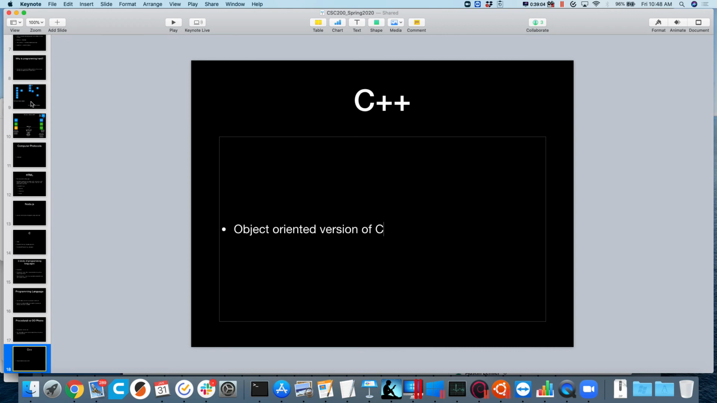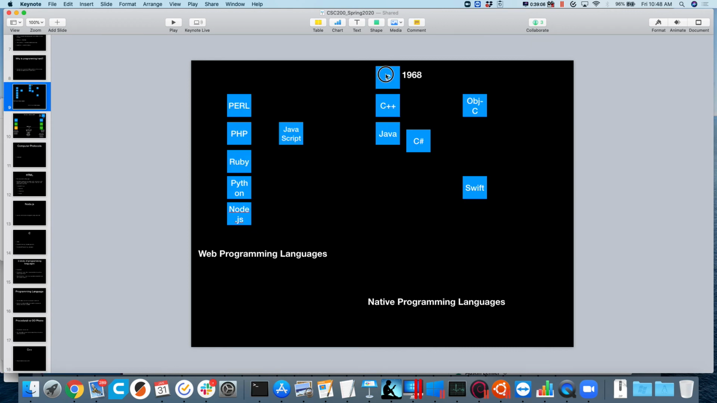Now, if we go up to this chart here, you see that we have procedural up here. Oop. Still not working? There we go. We got our procedural language C here, and then we have our object-oriented programming languages here. So notice that C++ and Objective-C are separated here.